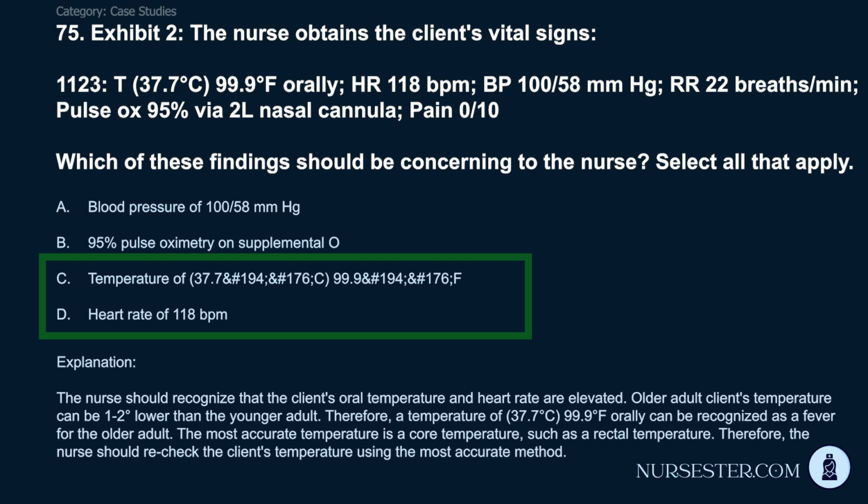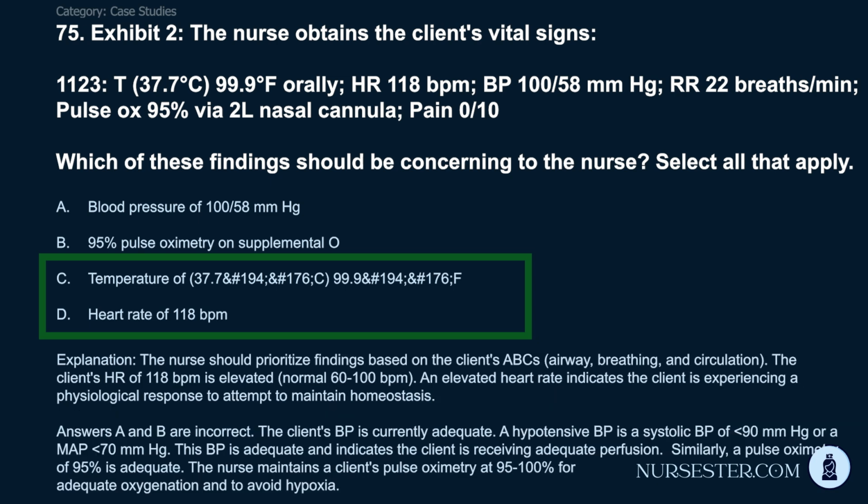The nurse should recognize that the client's oral temperature and heart rate are elevated. Older adult client's temperature can be 1 to 2 degrees lower than the younger adult. Therefore, a temperature of 37.7 degrees Celsius, 99.9 degrees Fahrenheit orally can be recognized as a fever for the older adult. The most accurate temperature is a core temperature, such as a rectal temperature. Therefore, the nurse should recheck the client's temperature using the most accurate method.